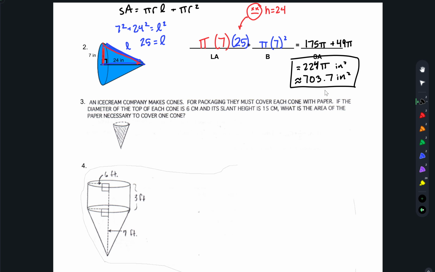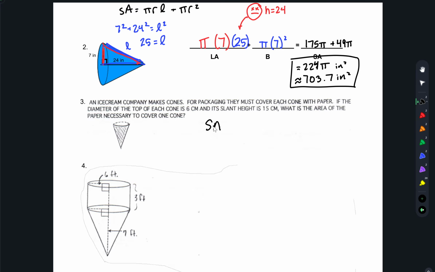Number 3. I've got an ice cream cone. They are trying to package the ice cream cone, which means they're going to cover the entire cone with paper. We're given the diameter of the cone. We're given the slant height of the cone. I need to know the area of the paper that is necessary to cover the cone. What's the most important thing about this word problem that I need to know when I'm setting up my formula? Is the entire cone going to get covered in paper? What part is not getting covered in paper? The base of the cone is not getting covered in paper.